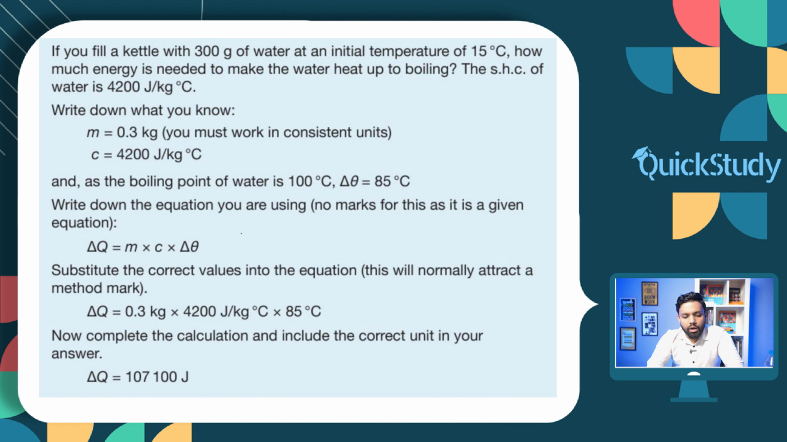So we have to substitute the correct values, which are, for energy, 0.3 kgs multiplied by the specific heat capacity, which is 4,200 joules per kg degree Celsius, multiplied by 85 degrees Celsius. So the energy would come out as 107,100 joules.